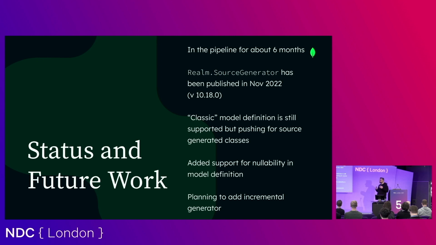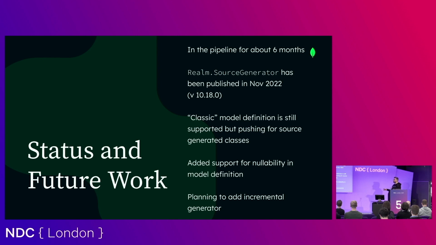The fact that we moved to source generators also allowed us to add some features that we wanted to implement for some time, but that would have been a pain to do with weaving. For example, the support for nullability in the model definition. That was something that was requested. We're also planning to add an incremental generator, which is a source generator that caches some parts, so it's not so performance hungry as a normal source generator. But we still haven't started with this.